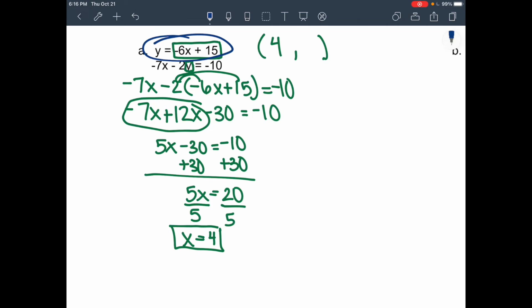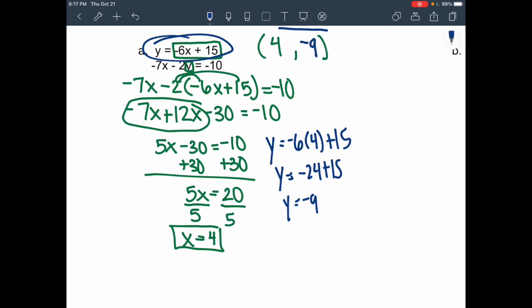So you can put the 4 into either equation, it doesn't matter, to find the other part, and I'm just going to pick the one that I think is easiest, but if you think the other one's easier, live your best life. Guess what? You're going to get the same answer. So y equals negative 24 plus 15, which is y equals negative 9. So then you know that those two lines cross at 4, negative 9.